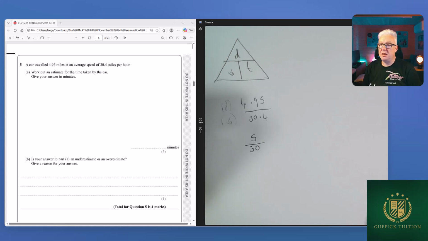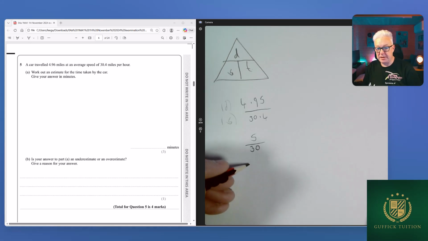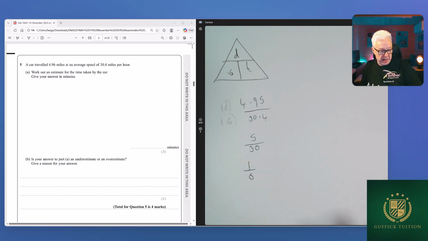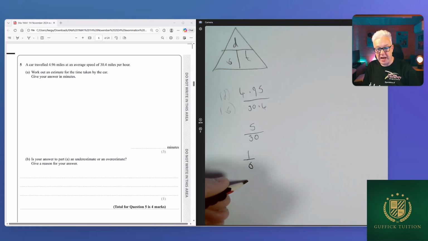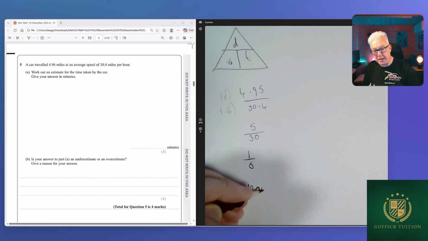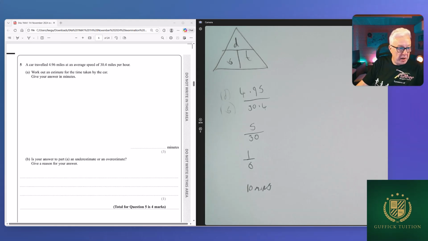Now let's think about that. 5 times 6 is 30, so that is going to be 1/6 of an hour. We need to think about 1/6 of an hour. An hour is 60 minutes, and we're going to divide 60 minutes by 6. So therefore 1/6 of an hour is 10 minutes. The mark scheme hasn't given us a nice answer here, but I'm going to say we're going to go with 10 minutes.